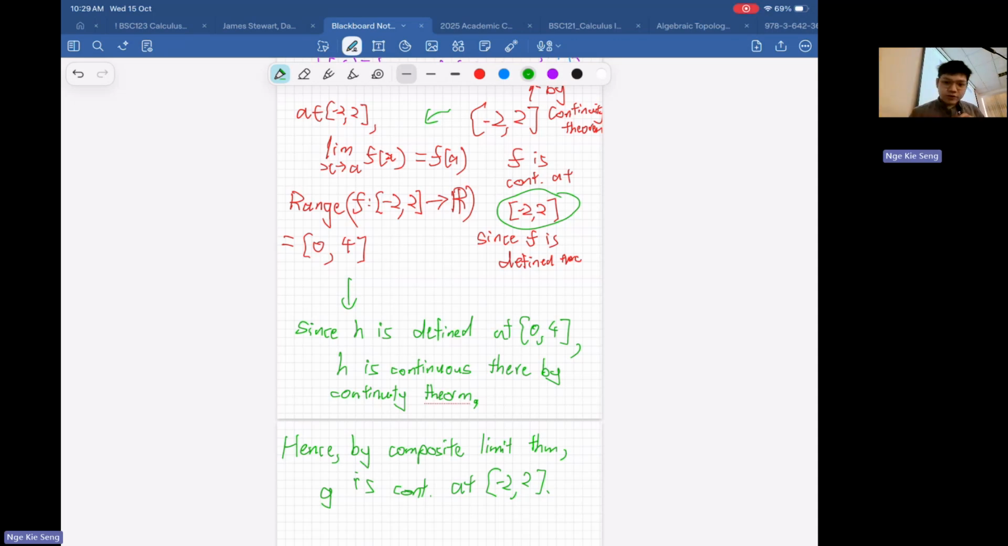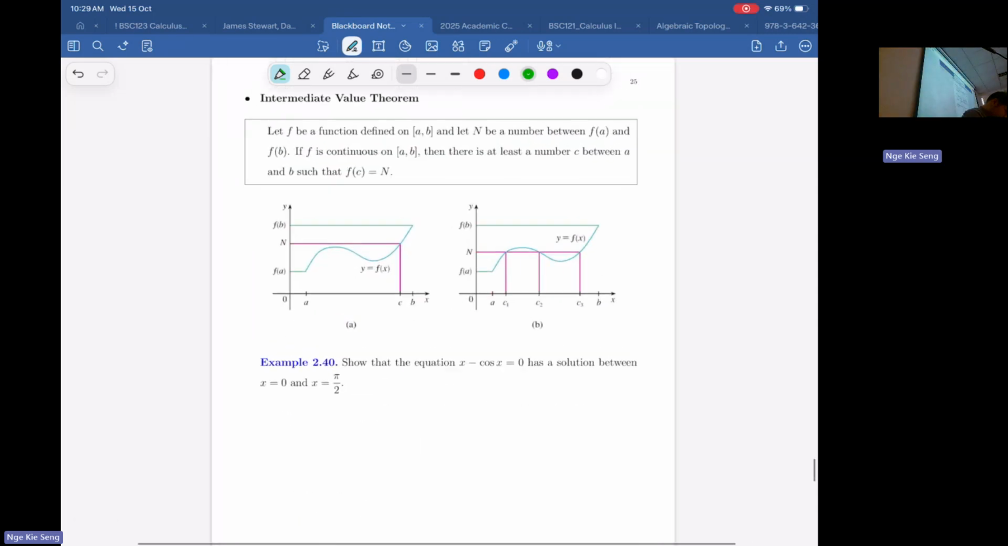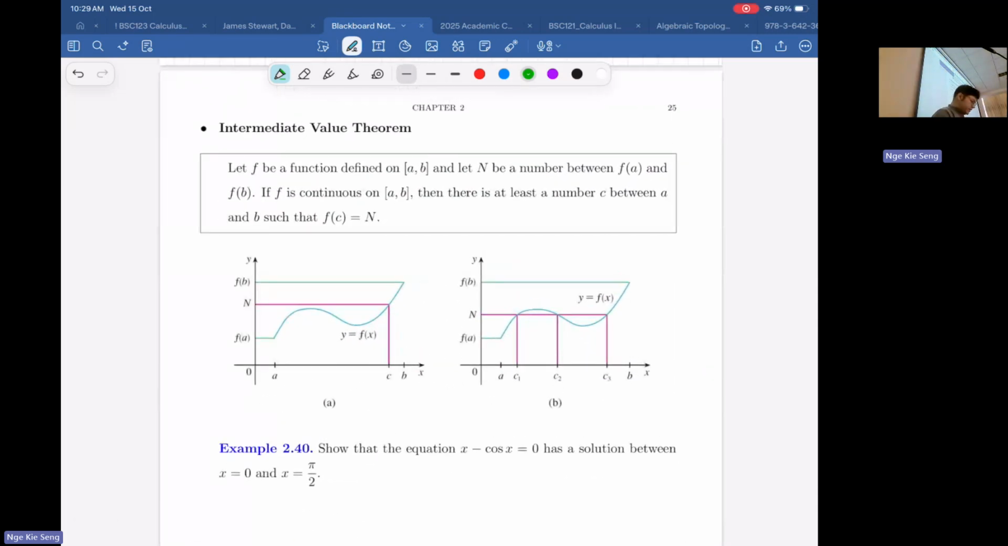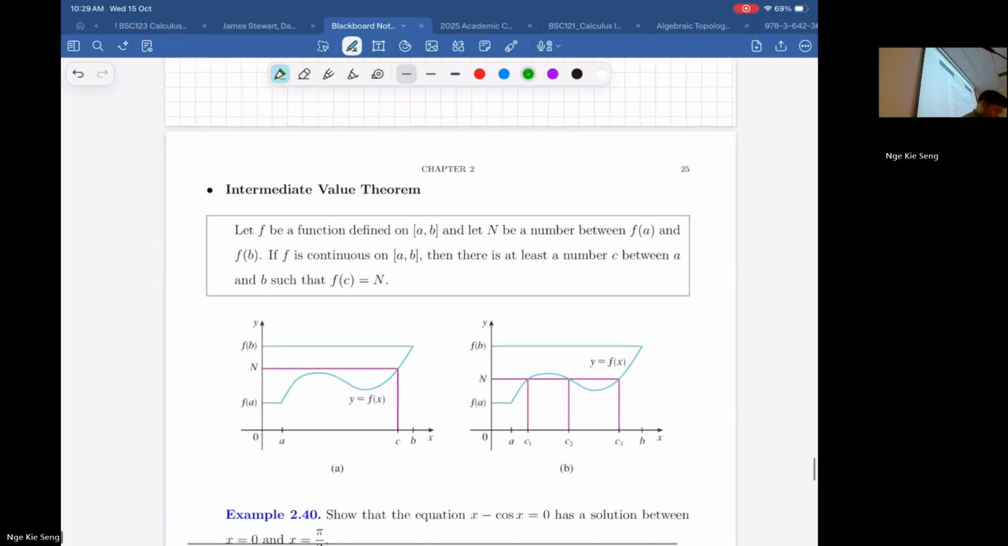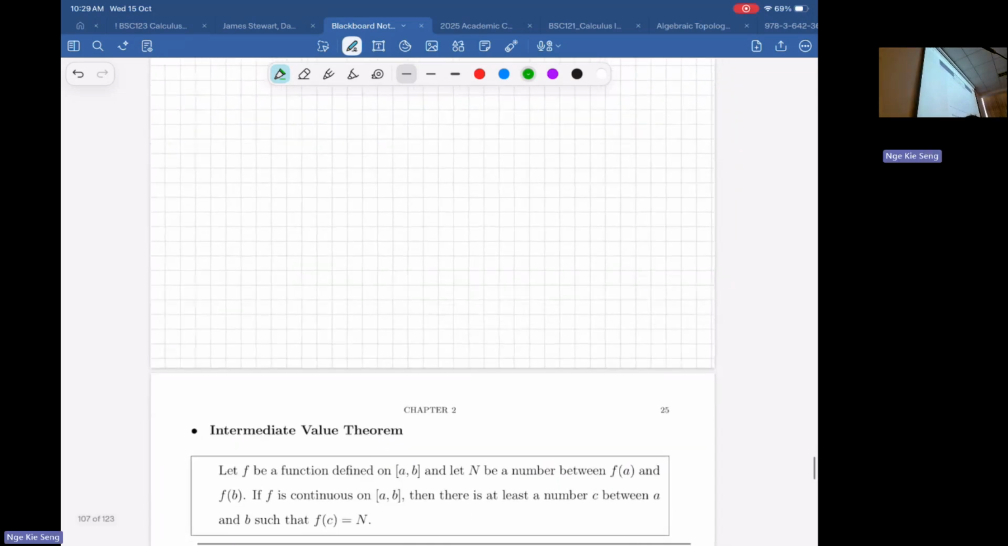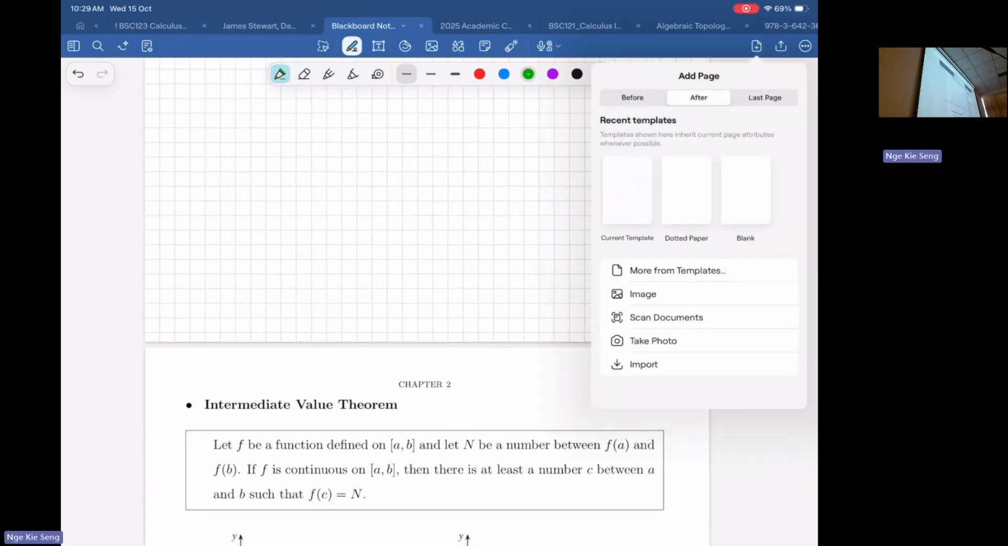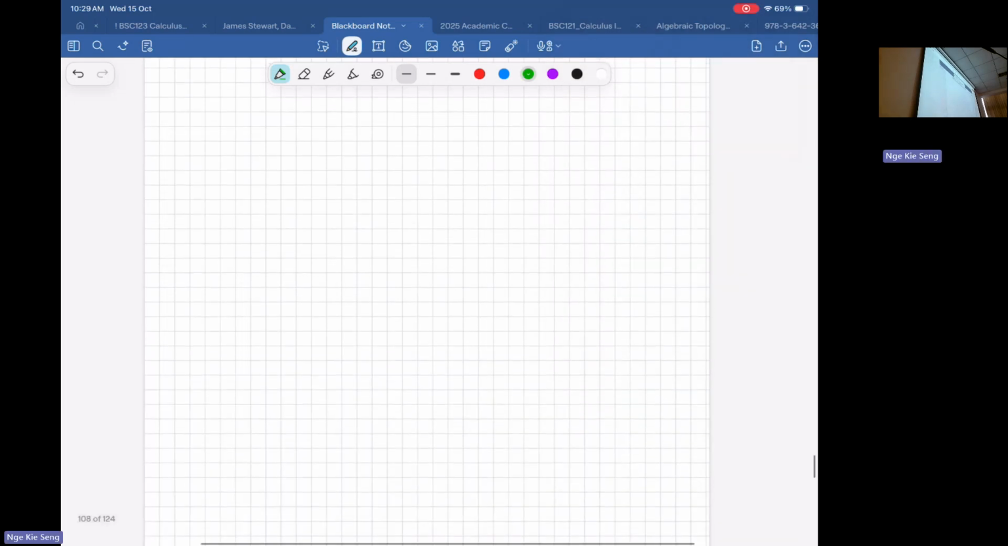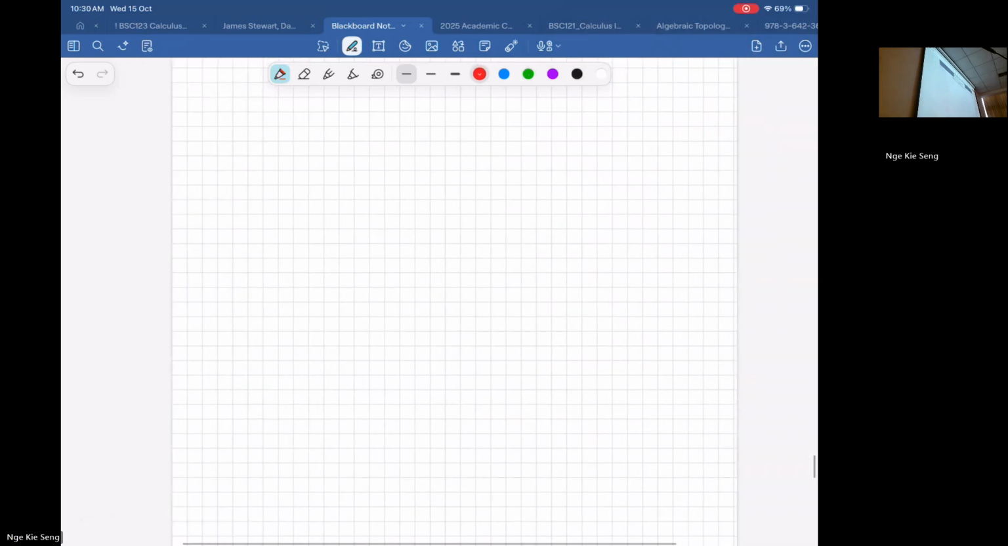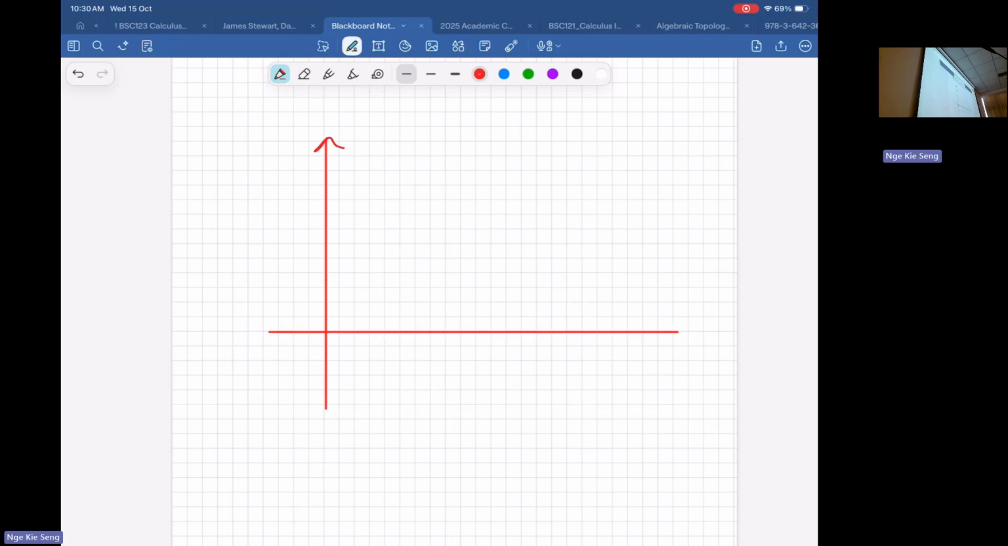So before we go to the next section, we want to finish this intermediate value theorem. Let's talk about the intermediate value theorem idea first. Then we will see what we can do with that. So let's draw some graph here.